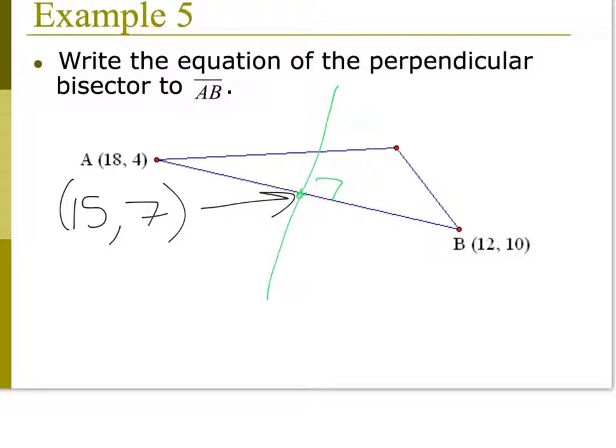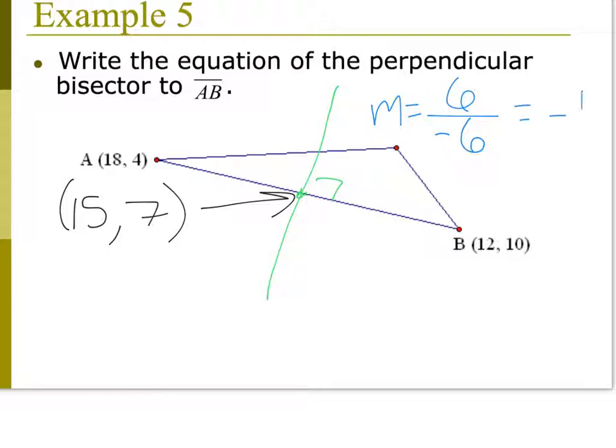Now, how do I figure out my slope? Does anyone know how I'd figure out my slope? Okay, so first you find the slope using the points A and B, and then you find the opposite reciprocal. All right, so find the slope of AB. If I do that, change in y, 10 minus 4 is 6, over my change in x, 12 minus 18 is -6. So my slope of AB is just -1.